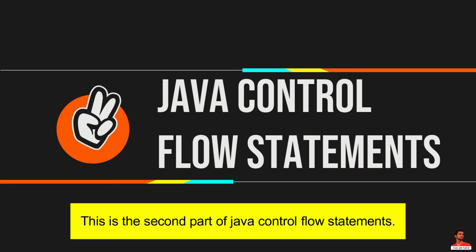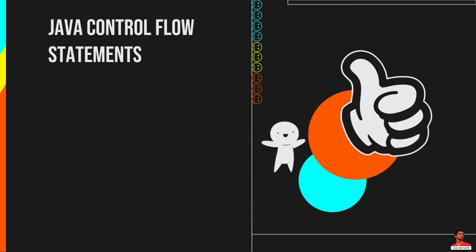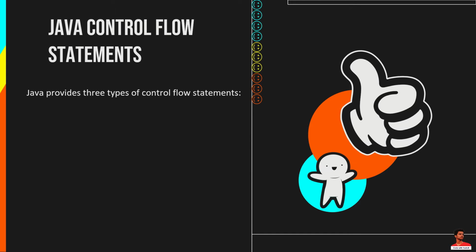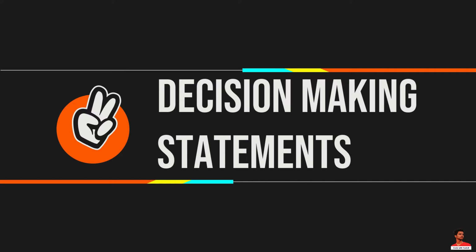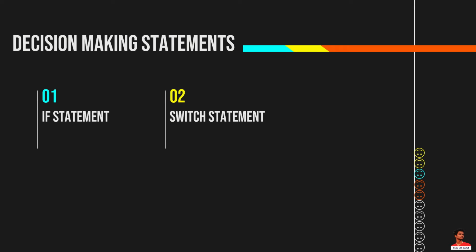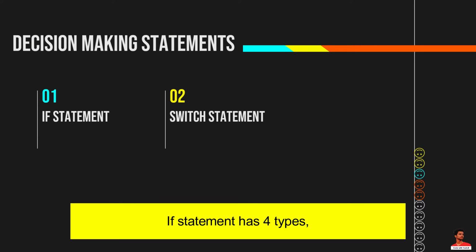This is the second part of Java control flow statements. Java provides three types of control flow statements: decision making statements, jump statements, and loop statements. There are two types of decision making statements in Java: if statement and switch statement. If statement has four types, which I have already covered in part 1 video.